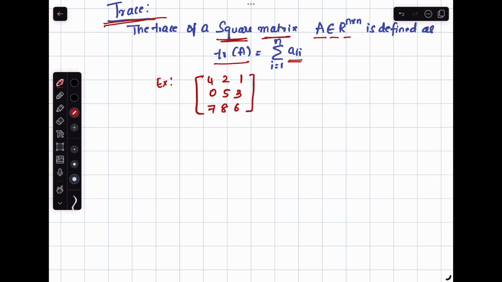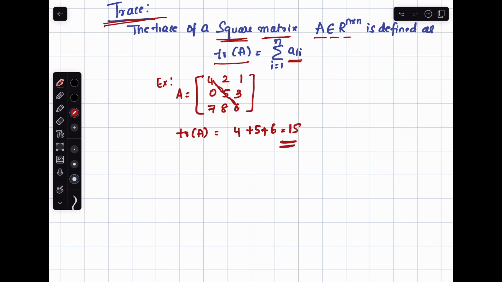Suppose this matrix is called A. I have to add all the diagonal elements, not multiply, add. So the trace of A, always denoted like this, is 4 plus 5 plus 6. So I will get the answer as 15. So this is the trace of A, the addition or summation of the diagonal elements.